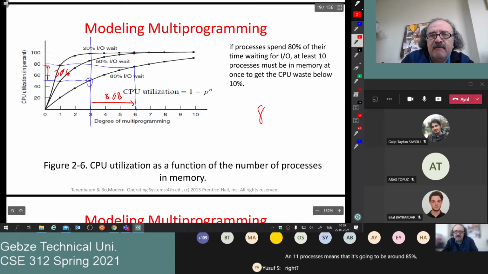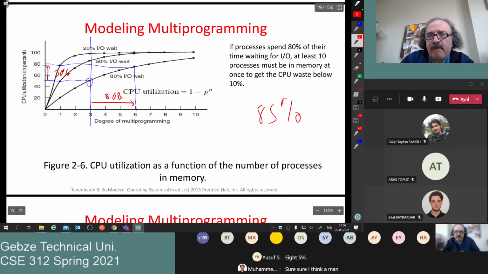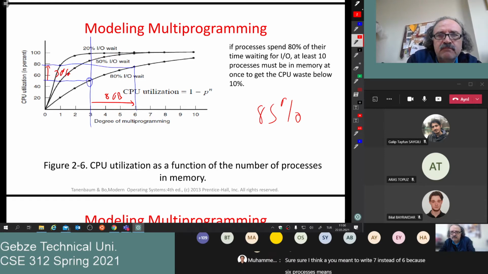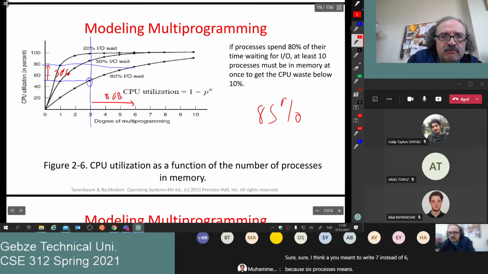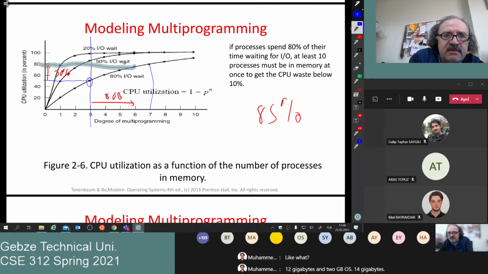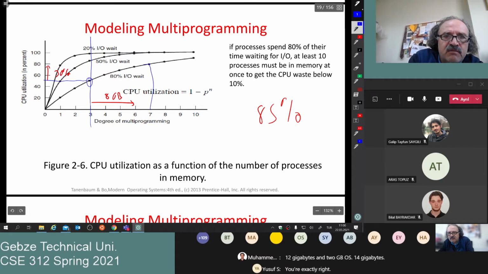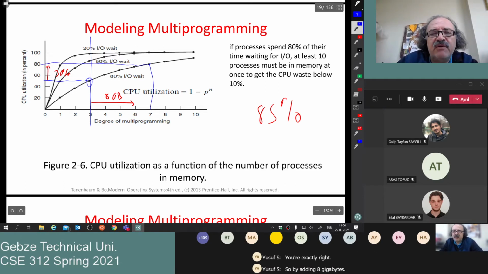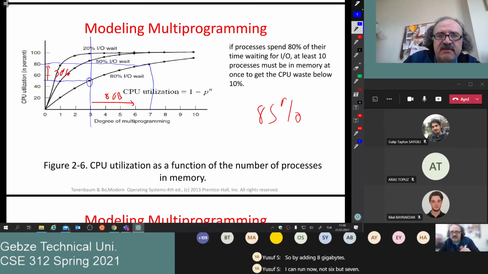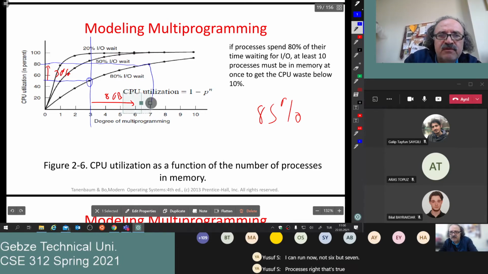85%. I think you meant to write 7 instead of 6, because 6 processes means what? 12 gigabytes and 2 gigabytes for the OS, 14 gigabytes. You are exactly right. So by adding 8 gigabytes, I can now run not 6 but 7 processes, right? That's true.